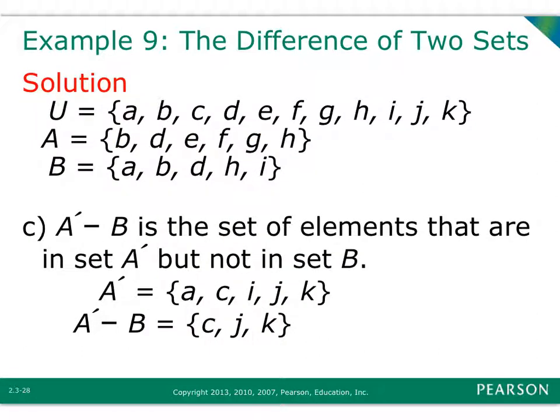Then we want to find A prime minus B, the set of elements that are in set A prime but not in set B. So the first step is to find A prime. In this case it's A, C, I, J, and K. Now we use that information to eliminate those elements that are in B. So we see that we have an A, we have an I, and so we're left with C, J, and K.